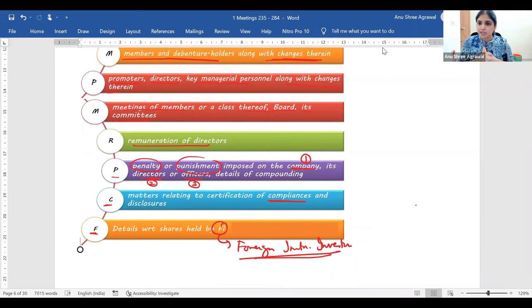R, how much remuneration are we giving to our directors? P, whether any penalty or any punishment. P, two P's, penalty, punishment. Penalty, punishment on whom? On three people: company, officers, directors. C, details about compliance. F, whether any shares are held by FII.